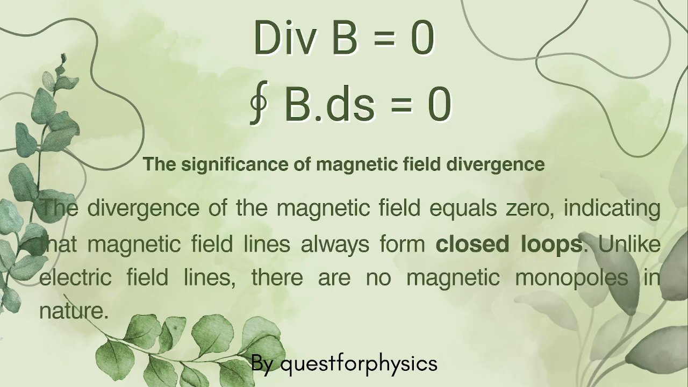Now let's see Maxwell's second equation, also known as Gauss law of magnetism. These are two statements: divergence of B is equal to 0, or magnetic flux through a closed surface is equal to 0. What does that mean? The divergence of the magnetic field equaling 0 indicates that magnetic field lines always form closed loops. Yeah, you heard right, closed loops. Unlike electric field lines, no magnetic monopoles exist in nature. How? We are going to see in the next slide.